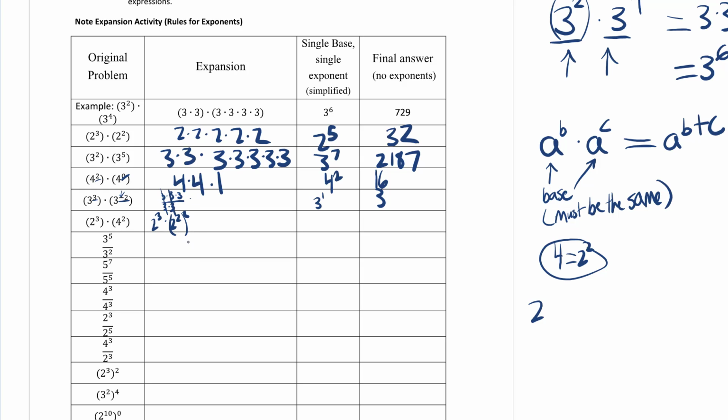We can do that. What is 2 squared squared? Well, that's 2 to the fourth. So that's 2 to the third times 2 to the fourth, which is 2 to the seventh.